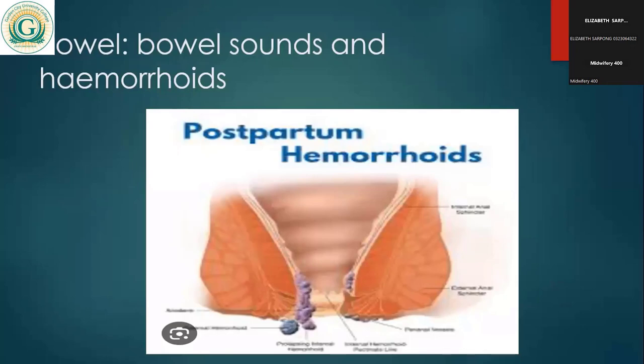If it's constipation, you educate her to take in more fluids and eat more fruit, to prevent her from getting further complications such as hemorrhoids. And you explain to her why she is experiencing the constipation, as it can be due to changes in hormones, the pelvic floor tissues, and uterine contractions.